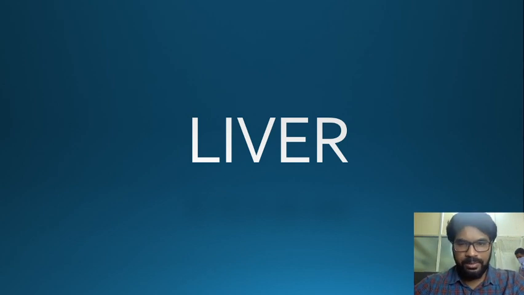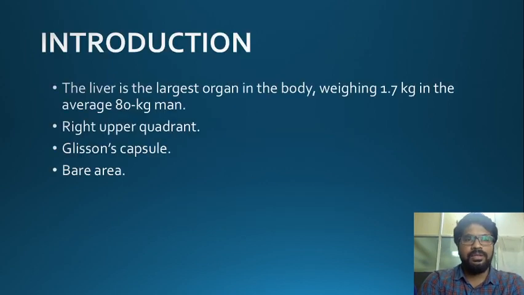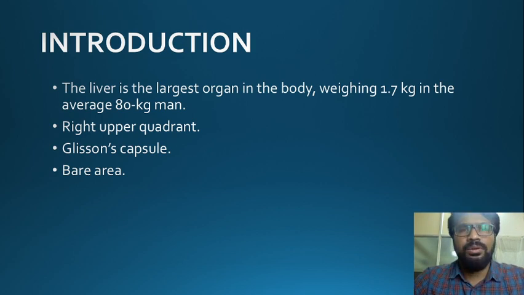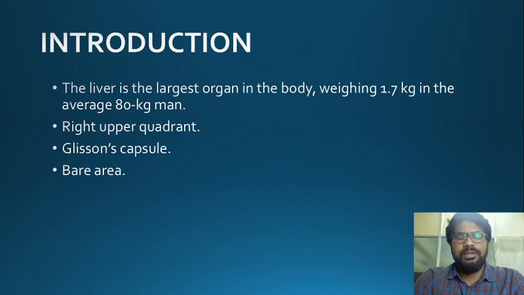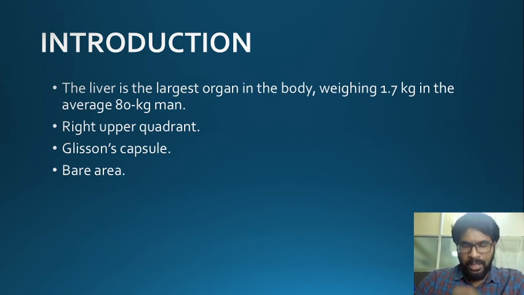Today we will be discussing the liver. Coming to the introduction, a few introductory points about the liver. The liver is the largest organ in the body, and in an average 80 kg person, it weighs about 1.7 kg. As you know, it is situated in the right upper quadrant, beneath the diaphragm, and enclosed by the rib cage.